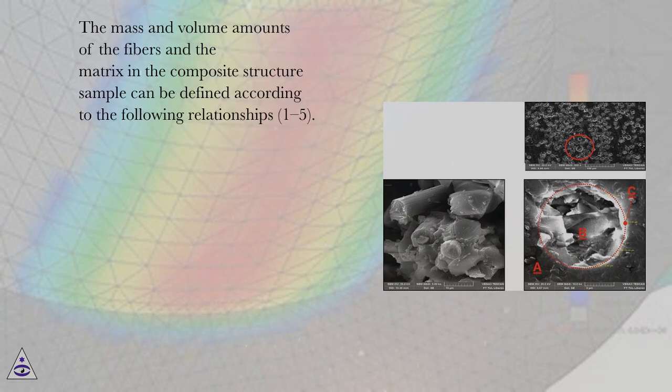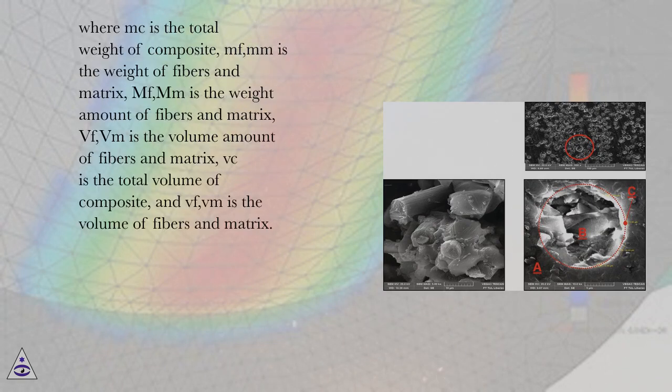structure. The mass and volume amounts of the fibers in the matrix in the composite structure sample can be defined according to the following relationships, 1 to 5. Where mc is the total weight of composite, mf is the weight of fibers in matrix, mm is the weight amount of matrix, Vf, Vm is the volume amount of fibers in matrix, Vc is the total volume of composite, and Vf, Vm is the volume of fibers in matrix.